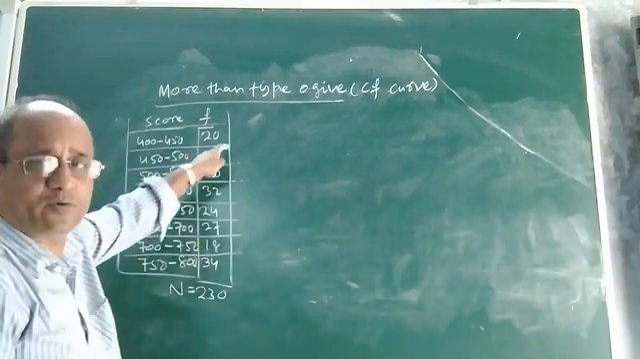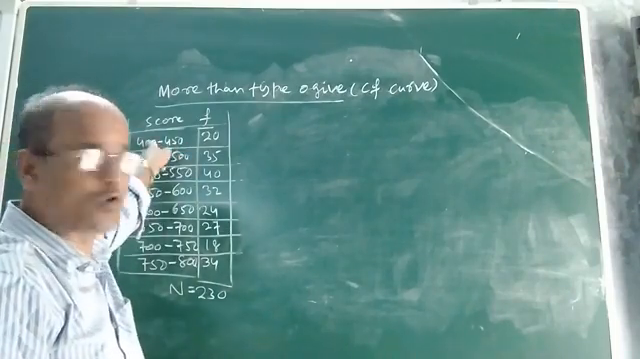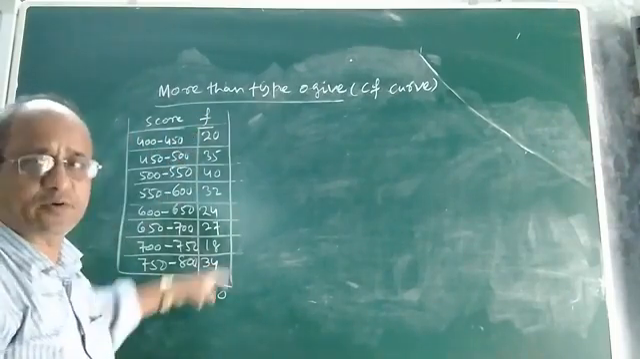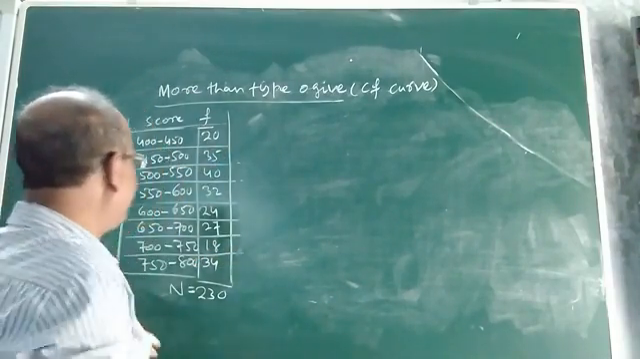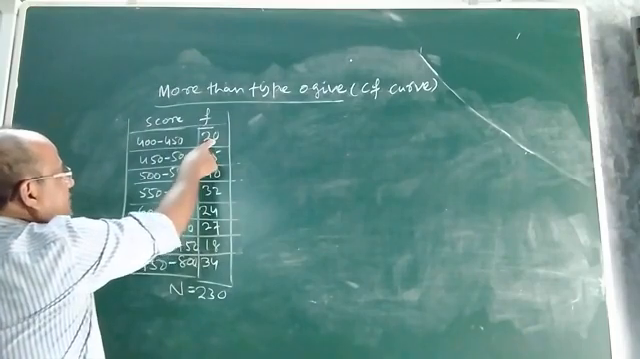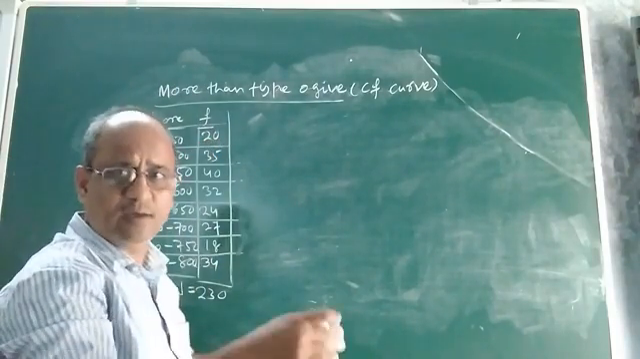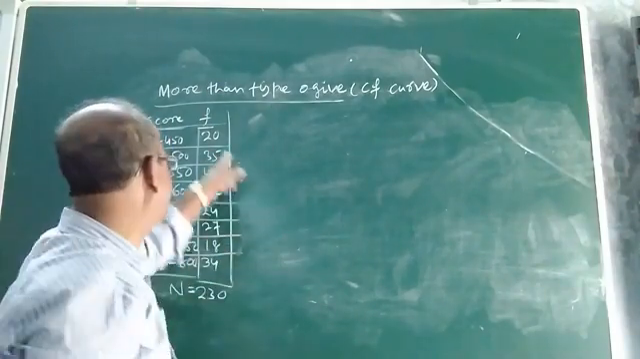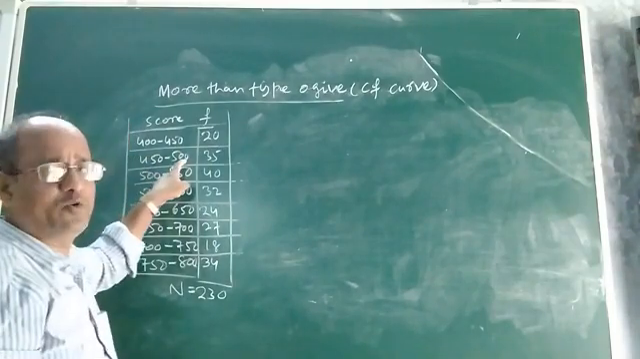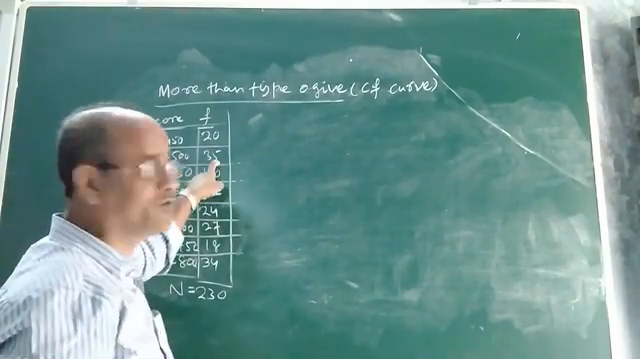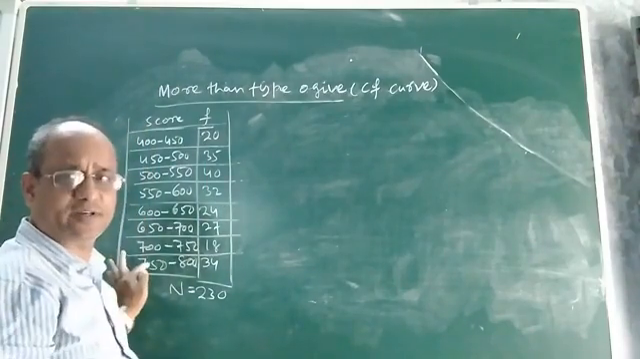Suppose this is a continuous frequency distribution. Look at 400 to 450. These are scores and these are frequencies, the number of students. 20 students have scored between 400 to 450 marks. Again, for 450 to 500 marks, how many students have got? 35. Like this, this is a continuous frequency distribution.